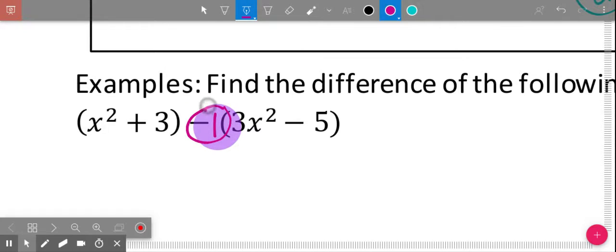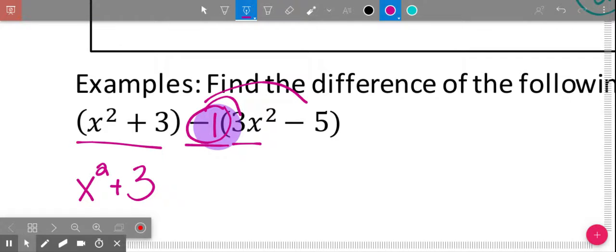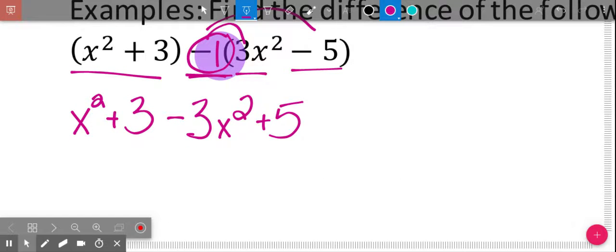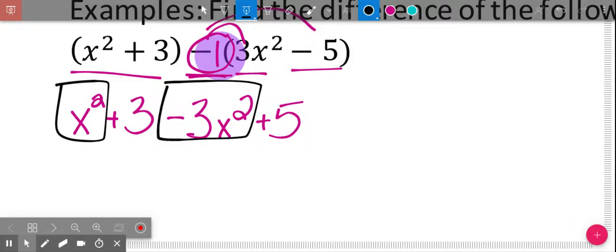So I'm going to take that negative 1, I'm going to distribute it to the 3x squared and to the negative 5. This first parentheses doesn't change. Nothing changes about it. So I'm going to have x squared plus 3. On the second one, though, negative 1 times 3x squared gives me negative 3x squared. And then negative 1 times a negative 5 gives me plus 5, because a negative times a negative makes it a plus. Now, once I've distributed my parentheses, now I can just combine like terms like I did yesterday. So I'm just going to square or box in my x squareds.